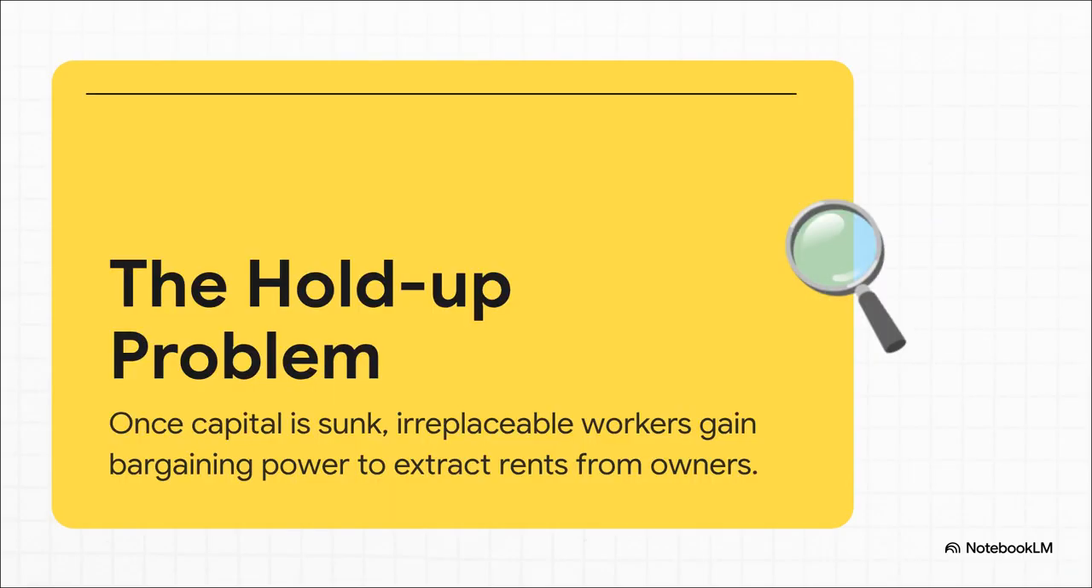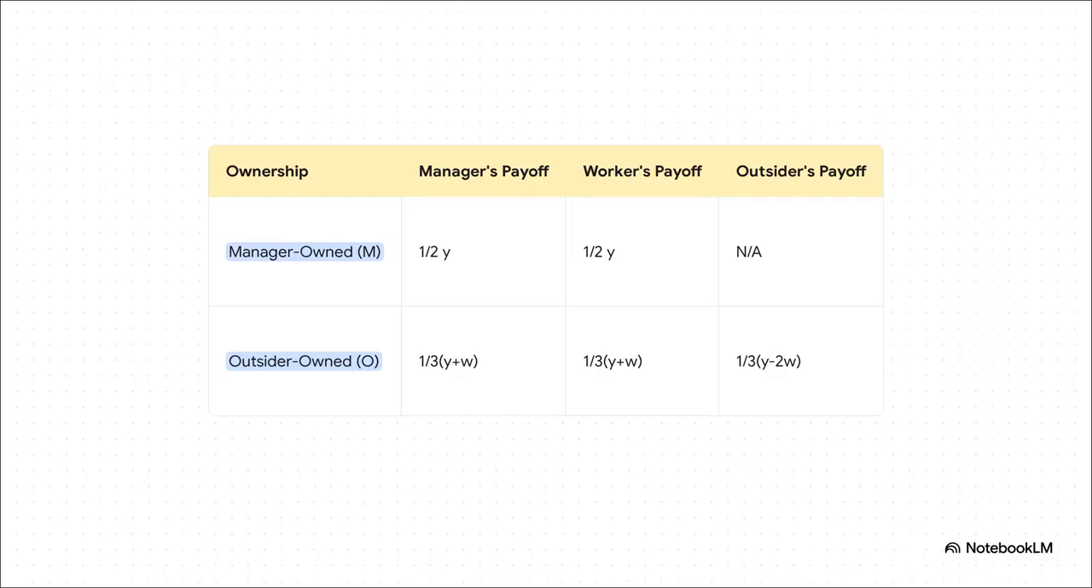And of course, a setup like this just screams hold-up problem. You've got capital that's specific to the firm and workers who are specific to that capital. They need each other. This mutual dependence creates bargaining power, and the model neatly solves for the outcome using the Shapley value. Now, before we get to the really cool part, let's look at the standard benchmarks where ownership is fixed. It's exactly what you'd expect from property rights theory.